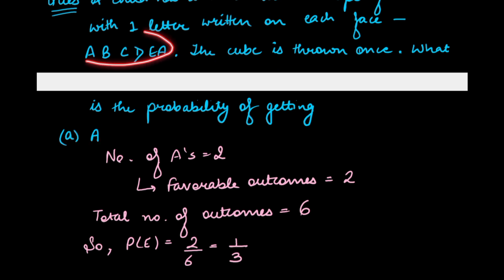Now in these 6 letters that are written on the cube, there are 2 A's. That is, the total number of favorable outcomes will be 2 and the total number of outcomes will be 6. So probability is 2 by 6, that is 1 by 3.